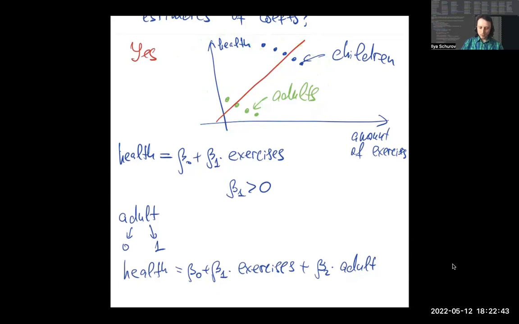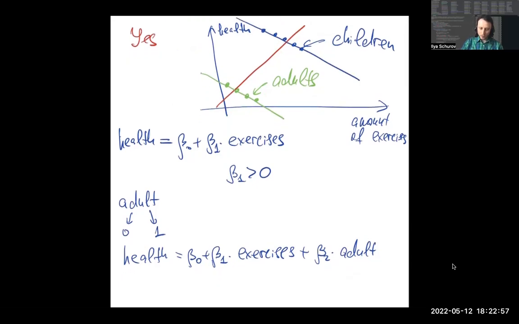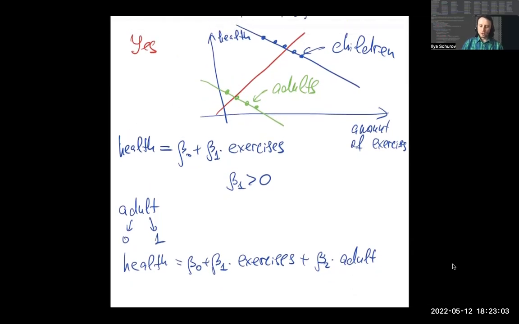And because now it is possible for these lines to have different intercepts, these lines would be fitted like this. So like you fit two different models, but with related beta one, to these two different parts of your data set. And now you see that in this case, this beta one should be negative because you have negative slope here.